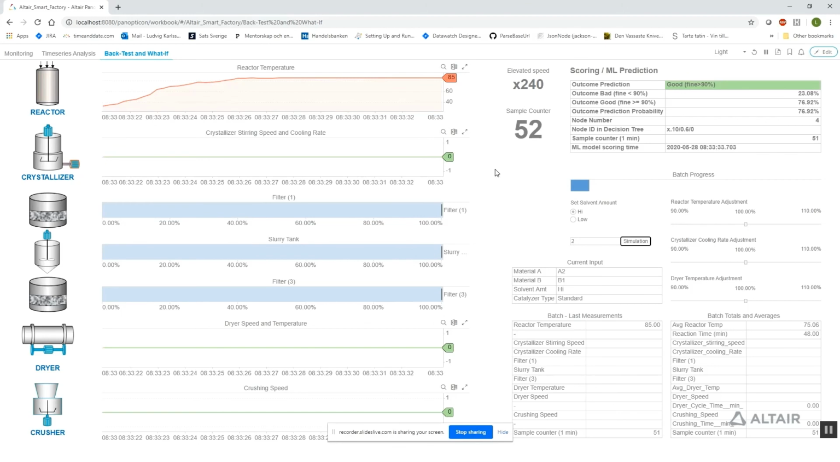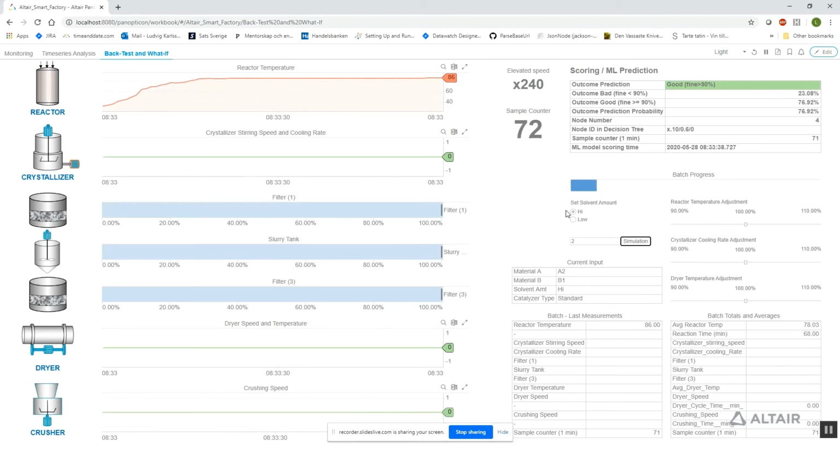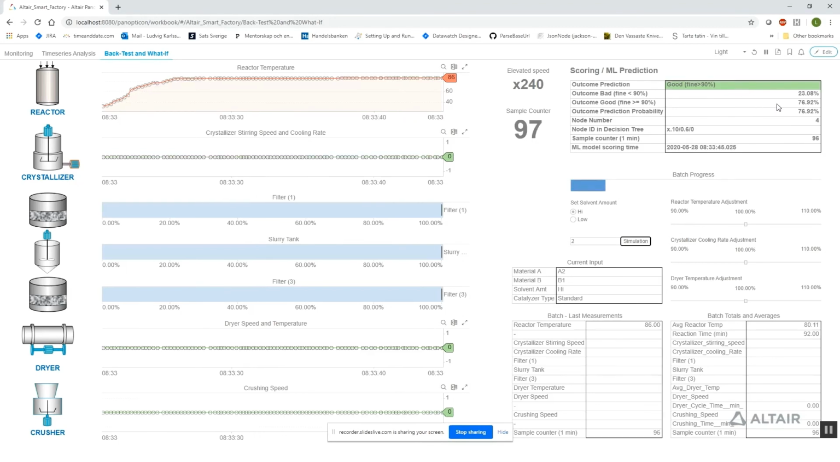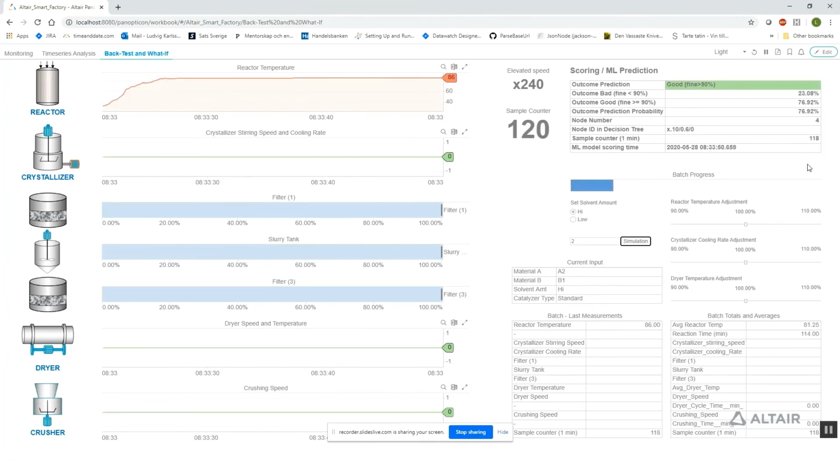For example, with input parameters set such that solvent amount is set to high and reactor temperature set to normal, we'll see that the predicted outcome is initially good, with a probability of just under 77%. As soon as the average reactor temperature reaches 83 degrees, we will see that the probability further increases to 97%.